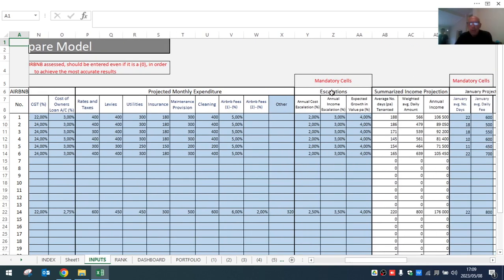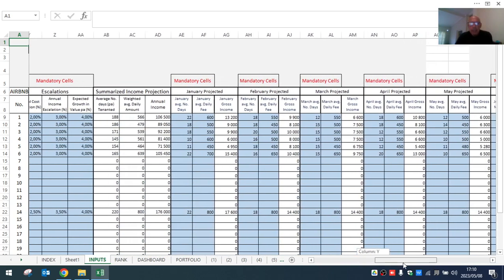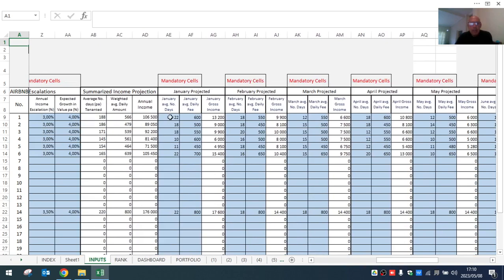That's pretty much standard across the board. We have annual escalations, cost escalations, income escalations, the expected growth in value per annum. And after that, all we have to input is the occupancy days per month, as well as the income that we expect per day in each of these particular months. As you know, various times of the year, rates will change, so you will enter the rates month by month.